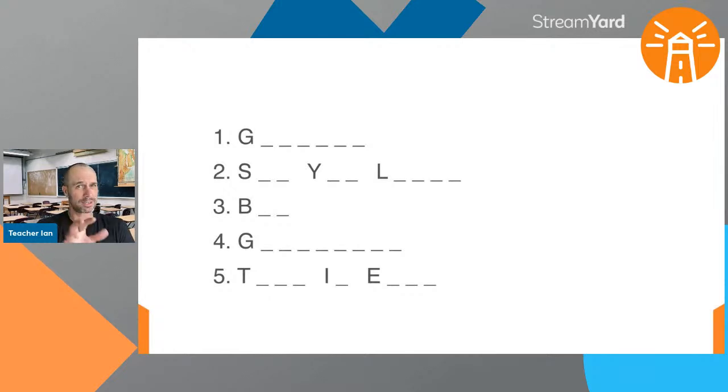Starts with G. Kind of like goodbye, but this one can be a little bit confusing. Number 4 is a little bit tricky.